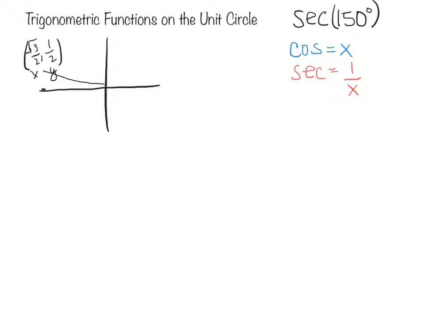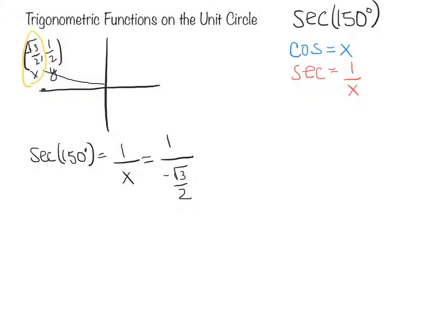Now because we're doing secant, we're looking at the x only. So we're going to find secant of 150 degrees, which is going to be 1 over x. I know that my x value is negative square root of 3 over 2, so I'm going to write 1 divided by negative square root of 3 over 2.